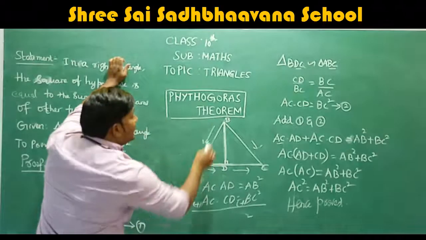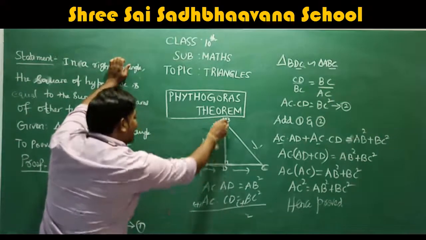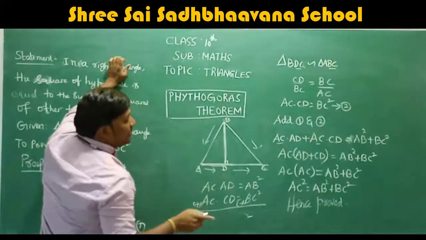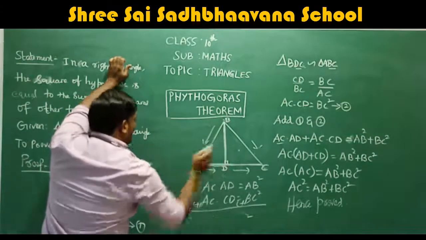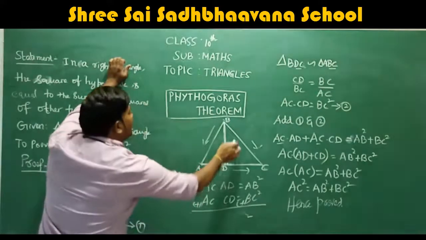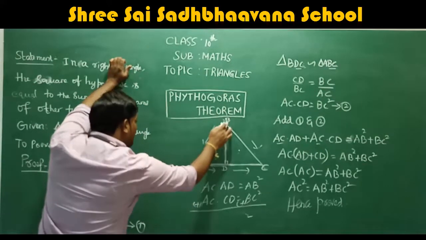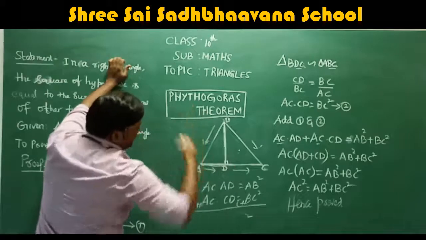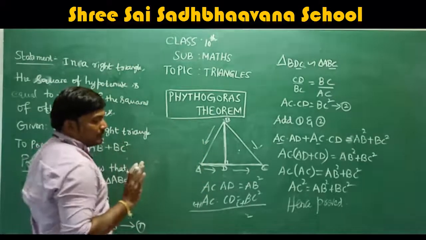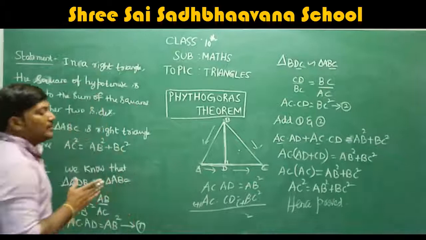After that, what I said: triangle ADB is similar to triangle ABC. And also triangle ADB is similar to triangle BDC. And also triangle BDC is similar to triangle ABD as well as the third triangle, which is ABC. So we have to remember this. This is what we are going to use in the Pythagoras theorem.